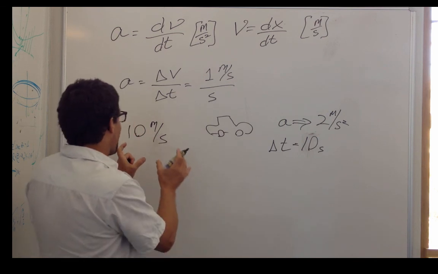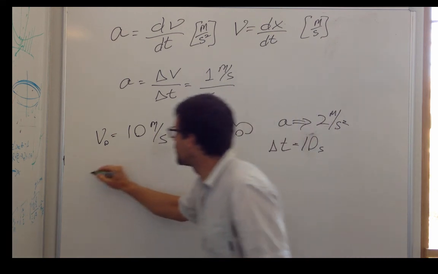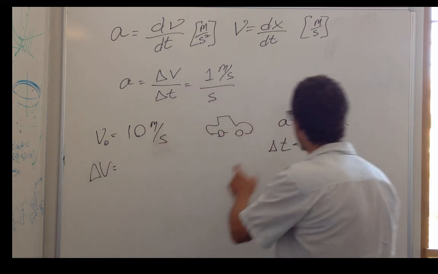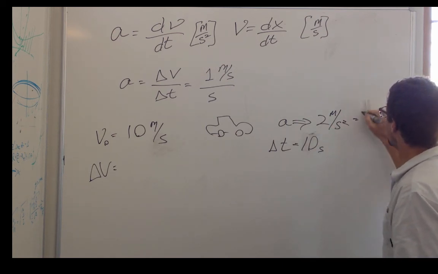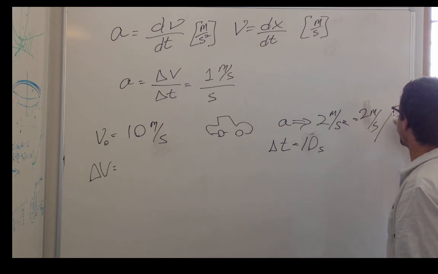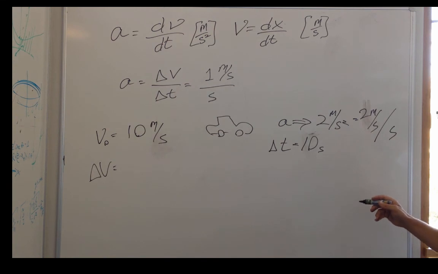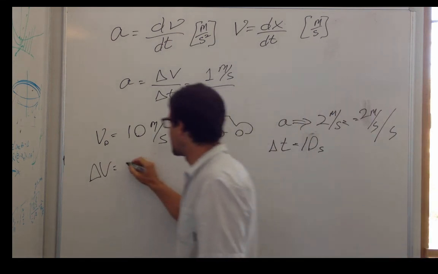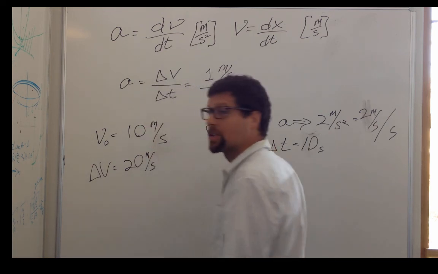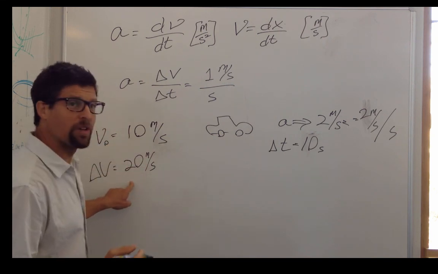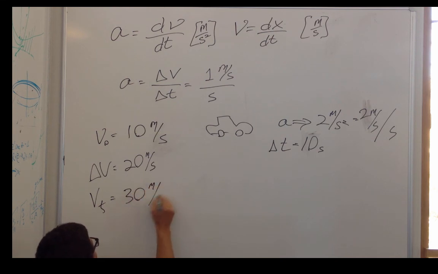So we say, wait, this is your initial velocity, right? And then there's a change in velocity. You're changing at 2 meters per second every second. So in 10 seconds, you change 20 meters per second. So your change in velocity is 20 meters per second in this direction. So if you start at 10 meters per second, you increase by 20 meters per second, your final velocity is going to be 30 meters per second.